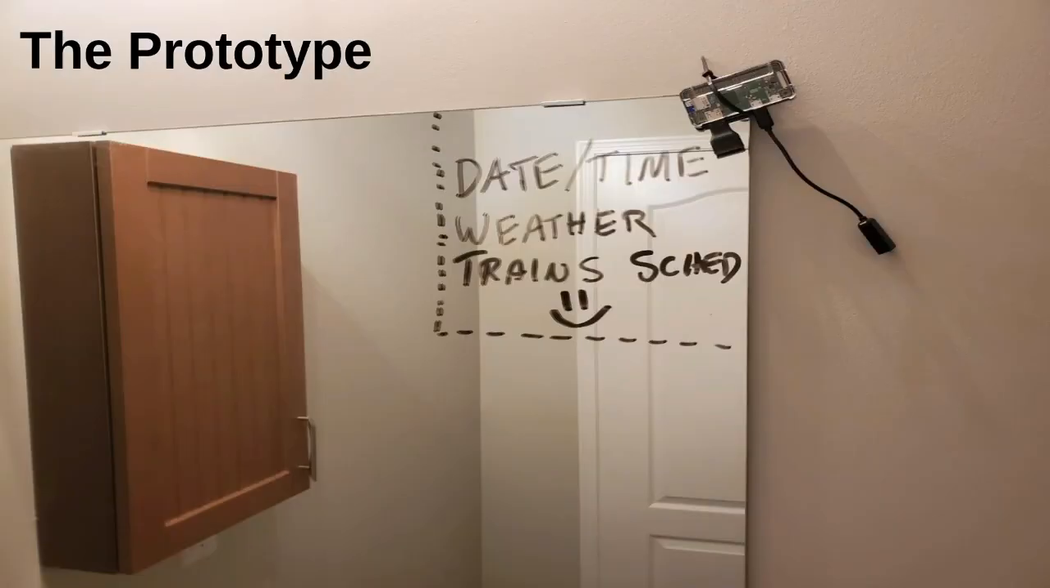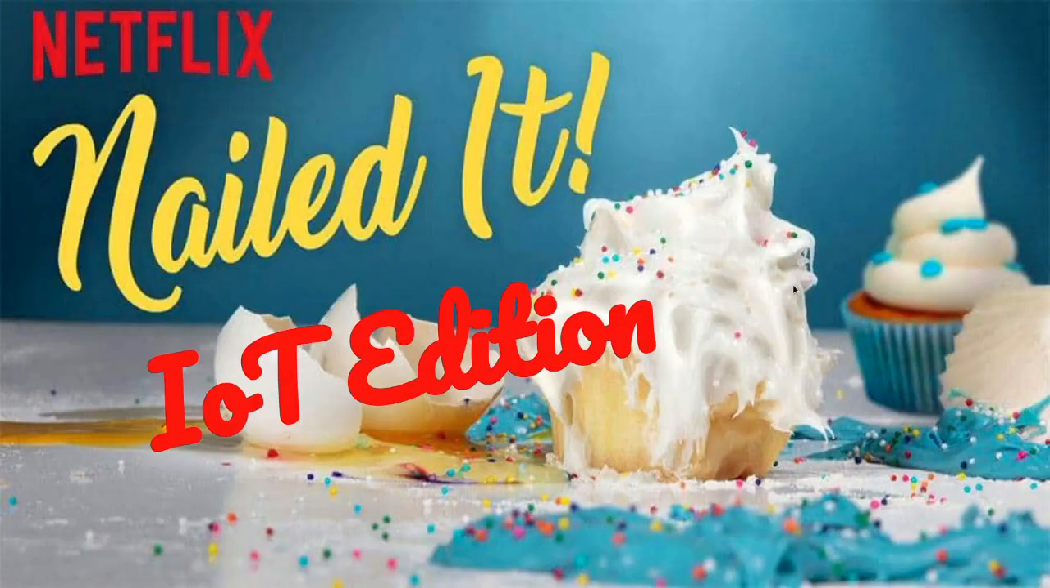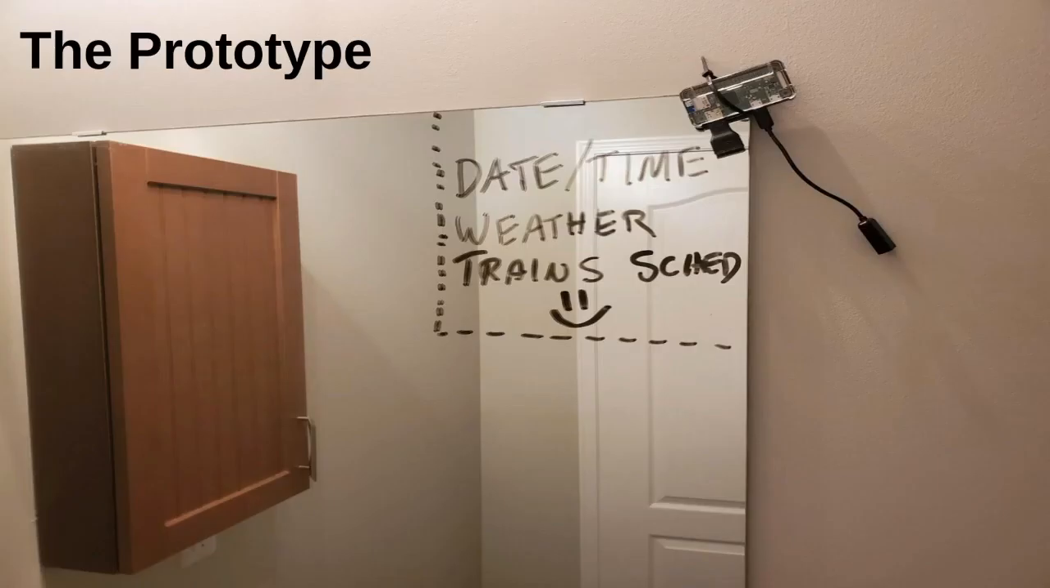Here's my prototype, where I just took whiteboard marker and drew on my mirror, and this is kind of ultimately what I wanted to build. There's the Pi, and here's all my data readout with emojis, because why not, right? That, by the way, is going to be featured on Netflix's Nailed It IoT edition, because that's honestly the best smart mirror you've ever seen.